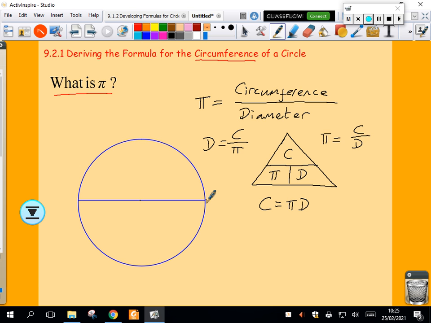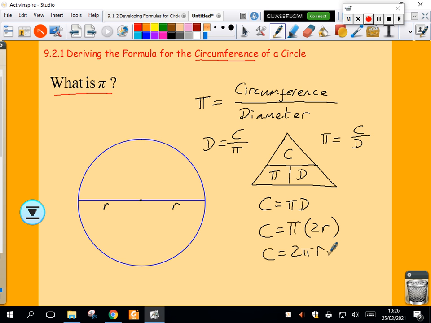Notice every diameter is made up of 2 smaller line segments called radii. So every diameter is 2 radii in length. So you'll often see circumference as pi times the diameter, which is 2 radii. So the circumference can be written as 2 pi times r.